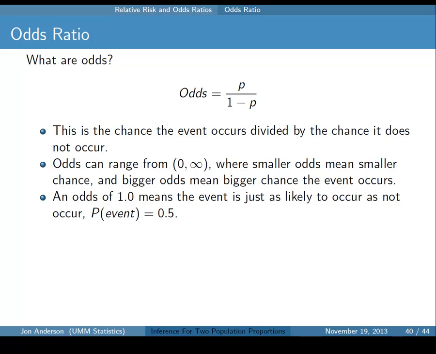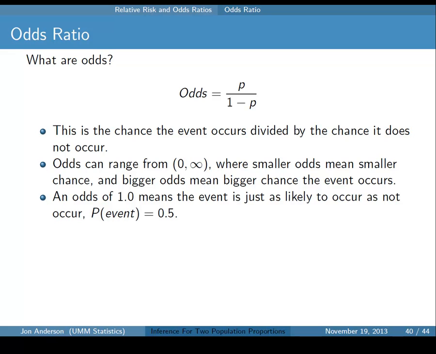If an event is very, very unlikely to ever happen, that is a p of about 0. Notice that the odds would be 0 over 1, and a very unlikely event would start to have odds approaching 0.